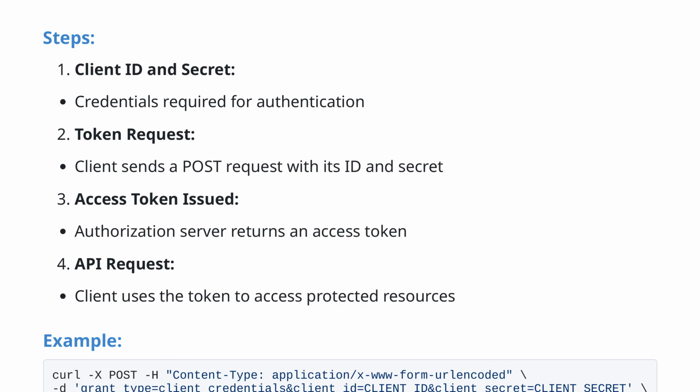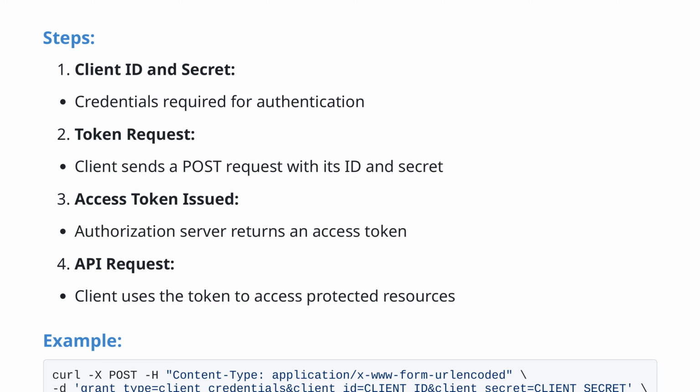Let's walk through the steps involved in the Client Credentials Grant flow. Step 1. Client ID and secret. First, the client application needs to securely store its client ID and secret. These credentials are required for the authentication process. Step 2. Token request.